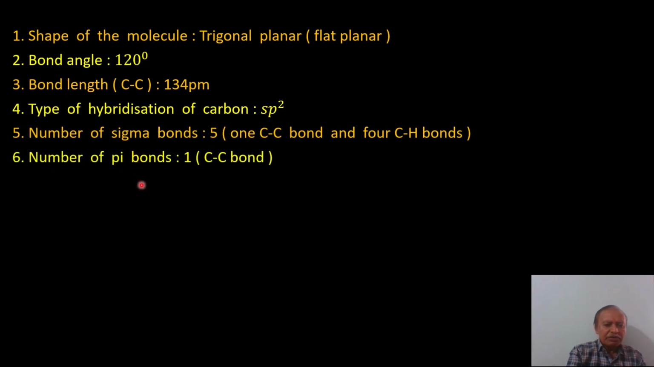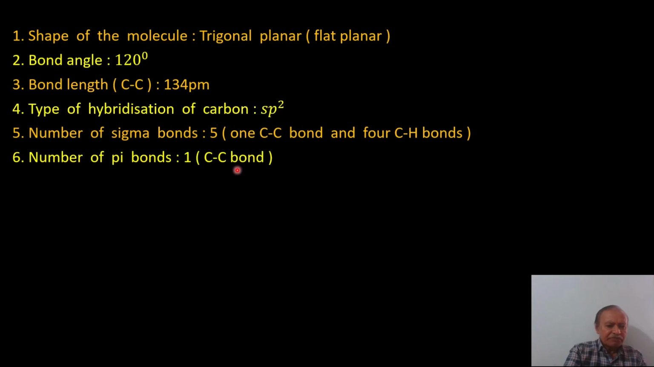The number of pi bonds is only 1, that is between carbon and carbon. That means out of the double bond between the carbon atoms, one of the bonds is a sigma bond and the other is a pi bond. One sigma bond and one pi bond are formed between the 2 carbon atoms.